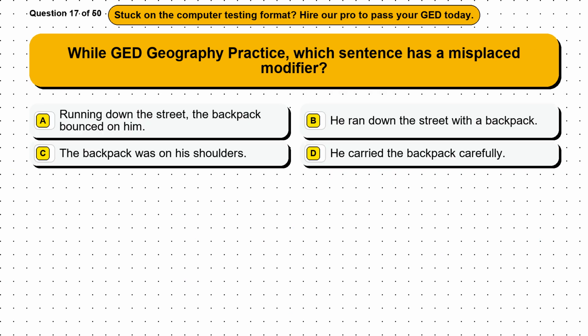Question 17. While GED Geography Practice, which sentence has a misplaced modifier? Option A, running down the street, the backpack bounced on him. Option B, he ran down the street with a backpack. Option C, the backpack was on his shoulders. Option D, he carried the backpack carefully.